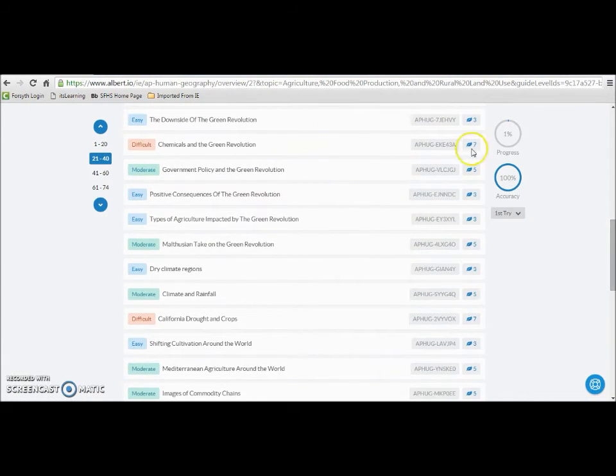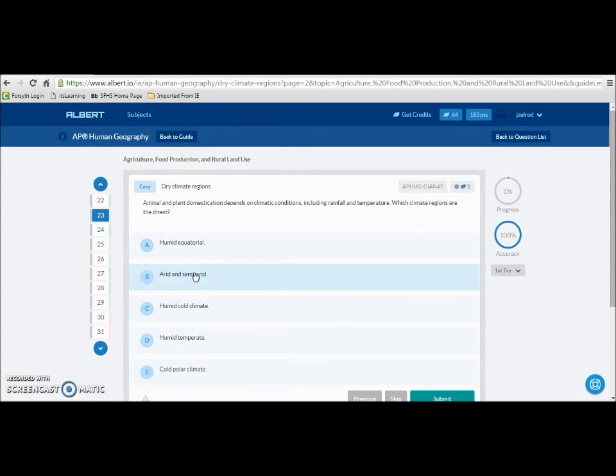Okay, let's pick an easy question just so that hopefully I don't get it wrong. The question says dry climate regions, so I guess that's the category. The question says animal and plant domestication depends on climatic conditions, including rainfall and temperature. Which climate regions are the driest? Okay, so there's the example of our question. Here are our answer options.